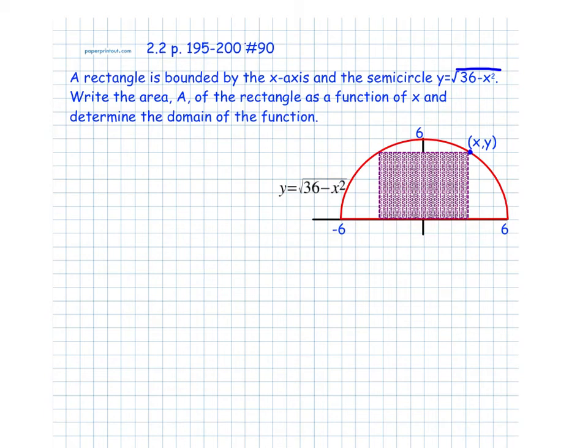This is the solution to problem number 90 from homework 2.2. And we're told that a rectangle is bounded by the x-axis and the semicircle y equals the square root of 36 minus x squared. So this red semicircle is described by the equation y equals the square root of 36 minus x squared. And then we're asked to write the equation for the area A of the rectangle as a function of x. And I've shown the area of the rectangle as this shaded area here.